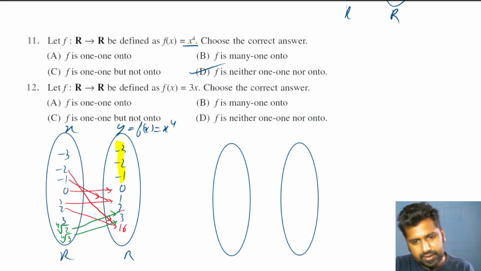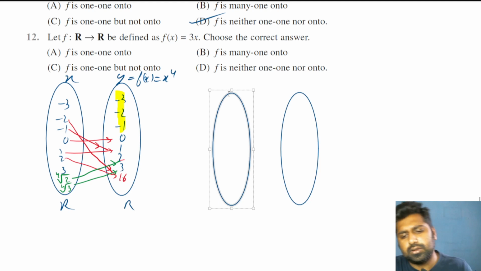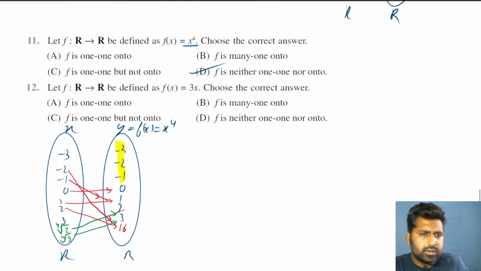So next one, he's saying f(x) is 3x, R to R. He's saying see if it is 1-1 or onto. Now again, from this I think you can judge easily. So this time I'm going to try to define this in a conventional manner.